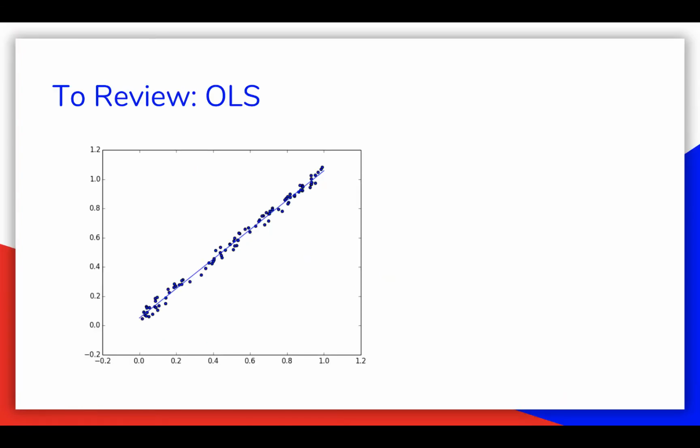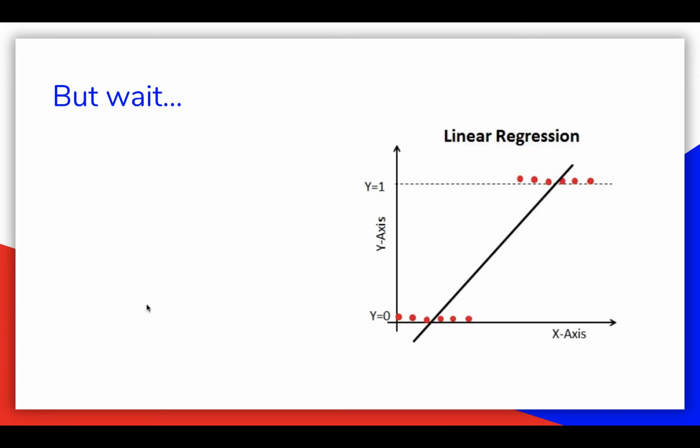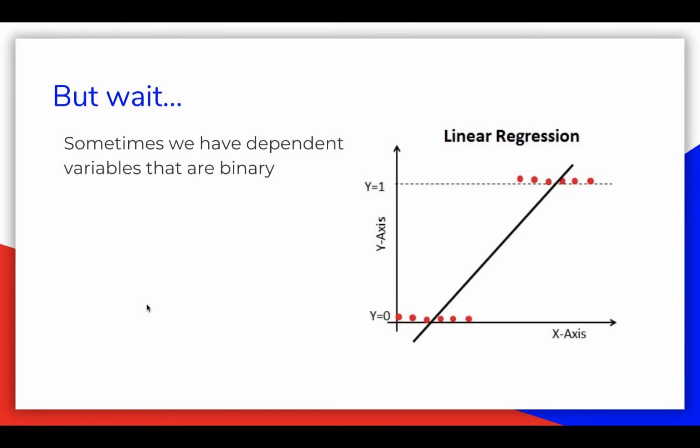So to review, with OLS we fit a line, you see the blue line, through this cloud of data, and we try to minimize these errors. This is with a continuous dependent variable along our y-axis. But what happens if we instead have a binary dependent variable? Binary means it takes on only two values, in this case 0 or 1.